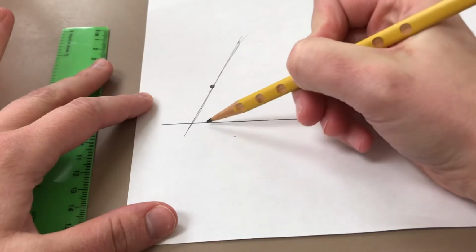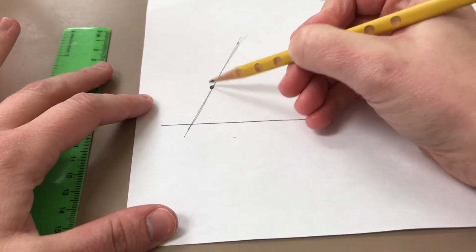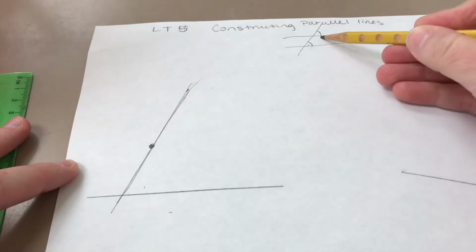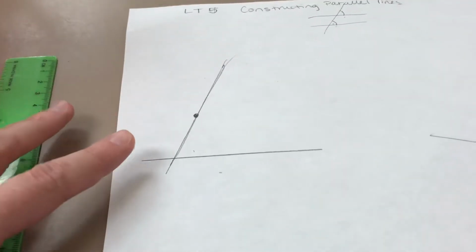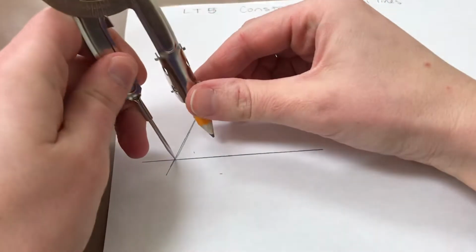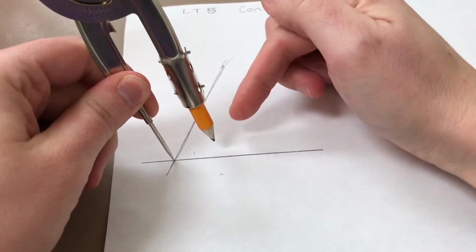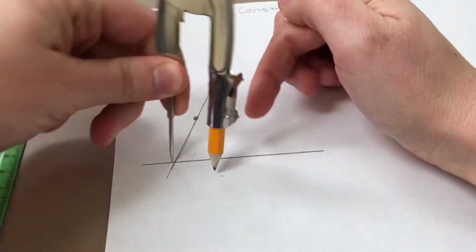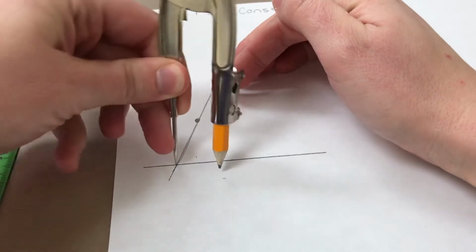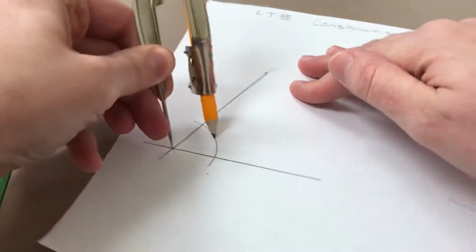Now we're going to copy this angle up here at this point, and that's going to make that parallel line, because again, if they are congruent, those lines will be parallel. So we're going to do the copy an angle construction. So take my compass, open it up so that it touches both rays, and make sure I'm at the vertex. It's a little slippery. Okay, there's my first arc.